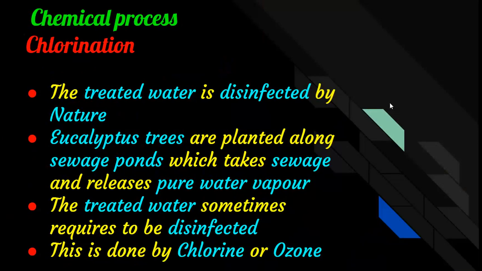And I have a question for you. Do you know why eucalyptus trees are planted along sewage plants? I tell the answer. The eucalyptus trees are planted along sewage ponds because these trees absorb surplus wastewater rapidly and release pure water vapor into the atmosphere. So it is a very nice method of purification. So we have to plant eucalyptus trees along sewage ponds.